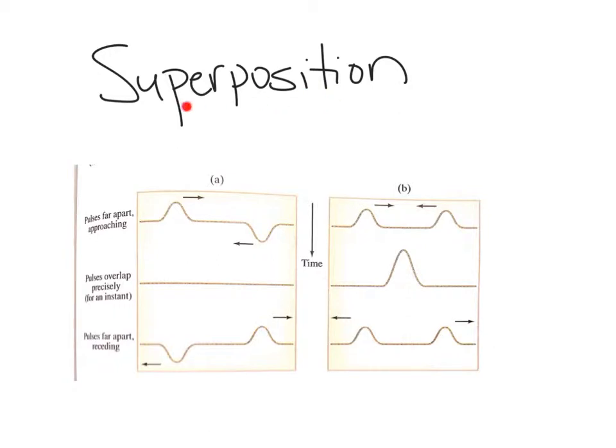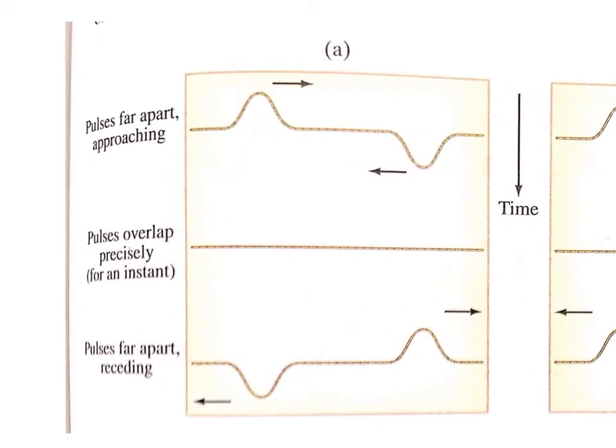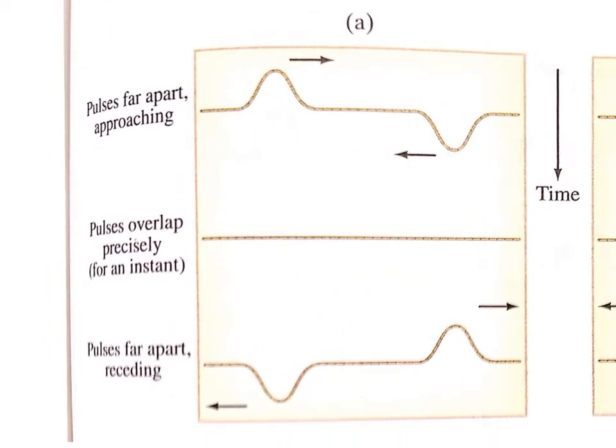superposition. This refers to when two waves overlap. They are superimposed, meaning they happen one on top of each other or at the same time. Here we have a pulse coming in like this and a pulse coming in like this, and this is right where they overlap. Pulses overlap precisely for an instant. So instantaneously, it looks like there's nothing there, but there actually is. There's a wave traveling this way and a wave traveling this way, but they just overlap and cancel out. And then afterwards, this wave would be going that way and this wave would be going that way.